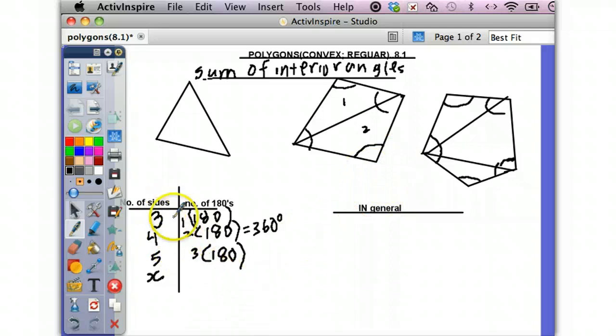So again, for 3 sides we have 2 less 180s. For 4 sides we have still 2 less 180s. For 5 sides we have 3, 2 less 180s. For x sides, how many 180s do you think we have? It's always 2 less. It's going to be x minus 2 180s.